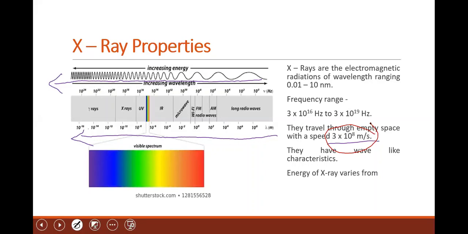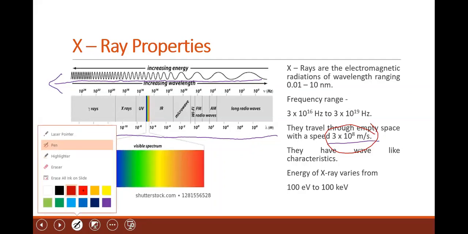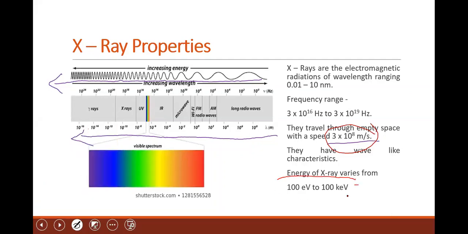Next, what about energy? The energy of these waves varies from 100 electron volt to 100 kilo electron volt. Kilo means 10 to the power of 3. Normally, for all practical purposes, we express energy in electron volt only, but it is not an SI unit. The SI unit of energy is the joule.